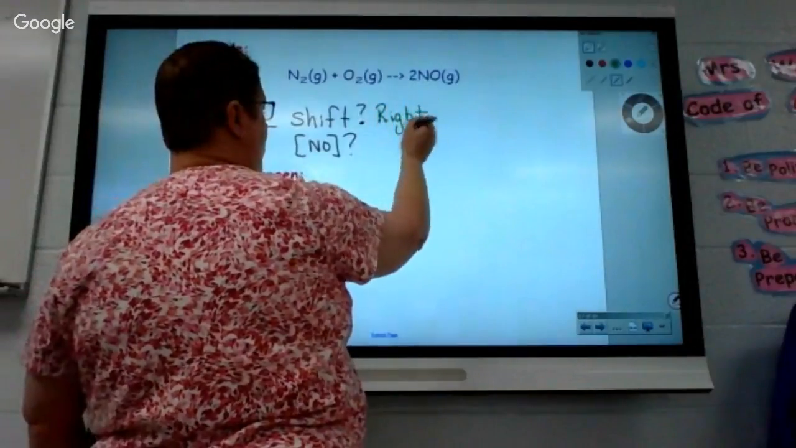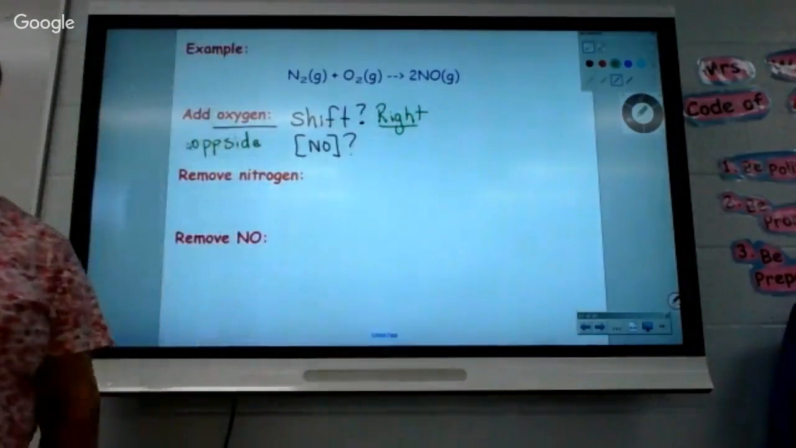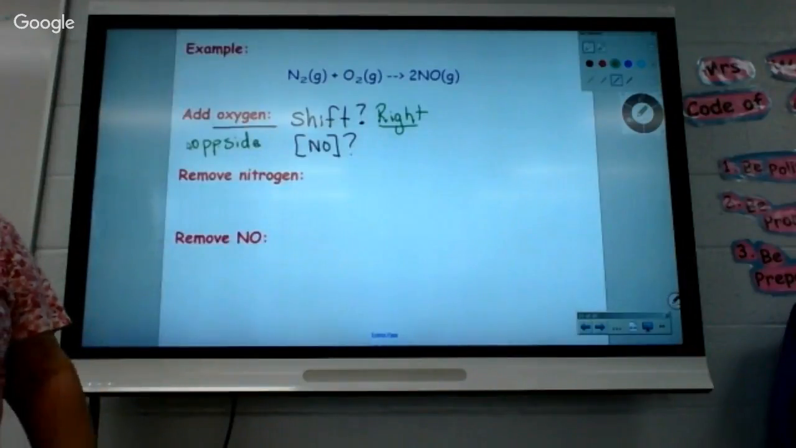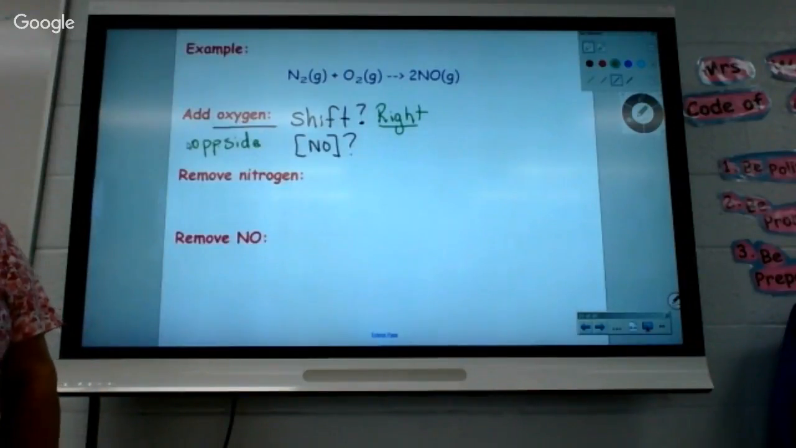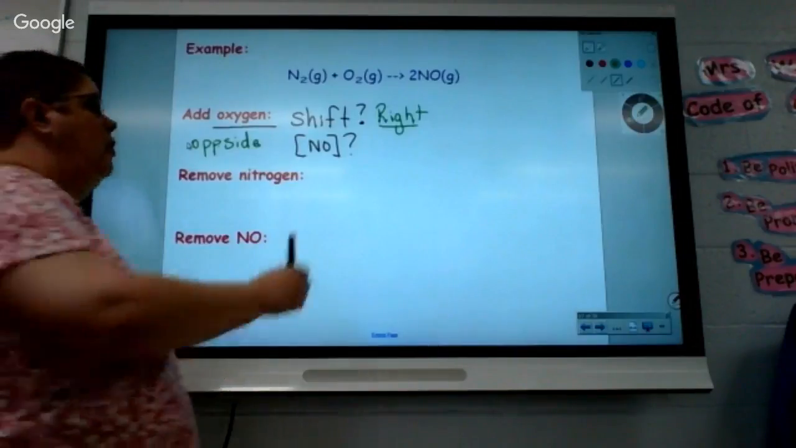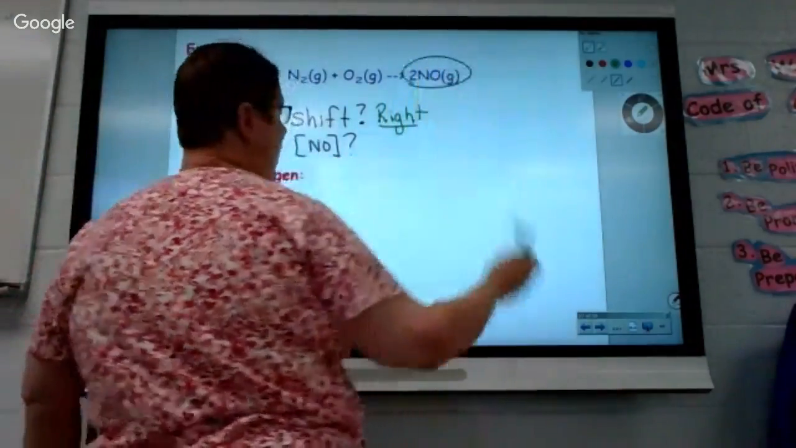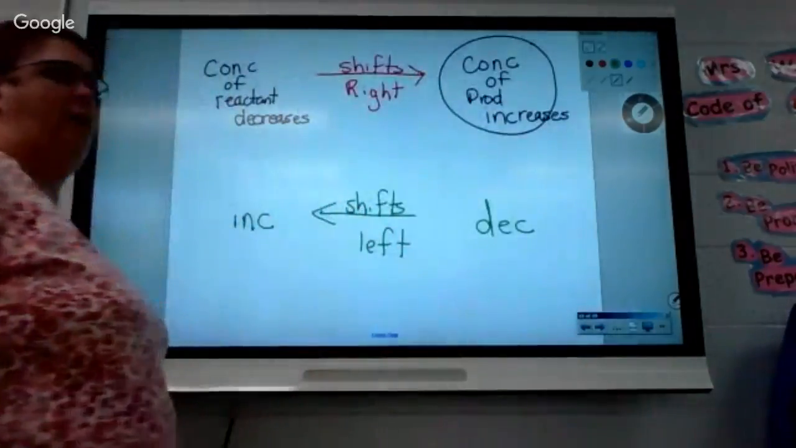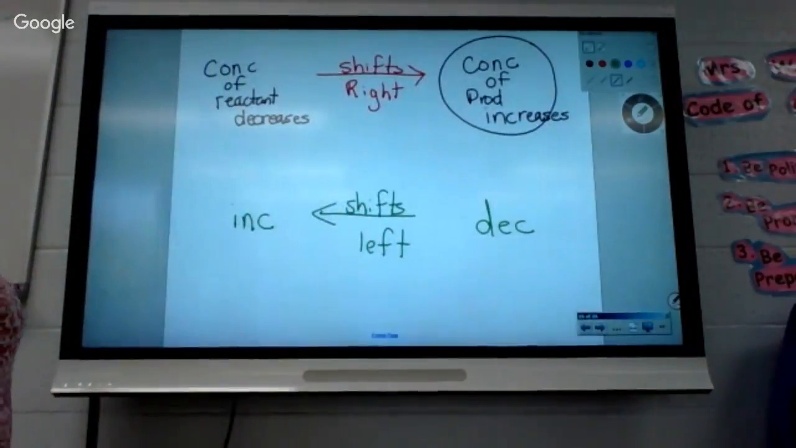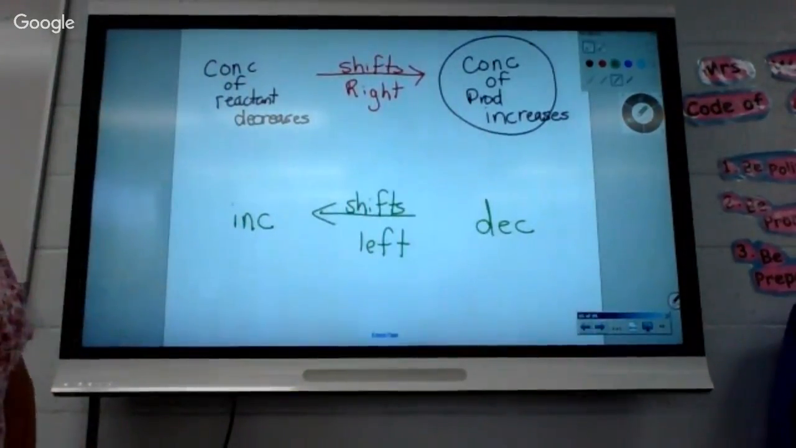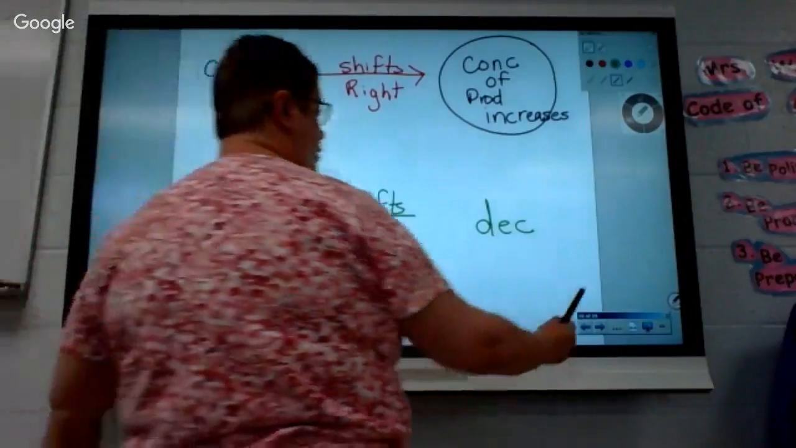All right, so I've answered the first question. It says oxygen's on the left and it's got to go the opposite side. It's got to shift to the right. All right, so if it shifts to the right, what has to happen to NO based on what we just wrote here? If it shifts to the right, what happens to my amount of NO? It increases.